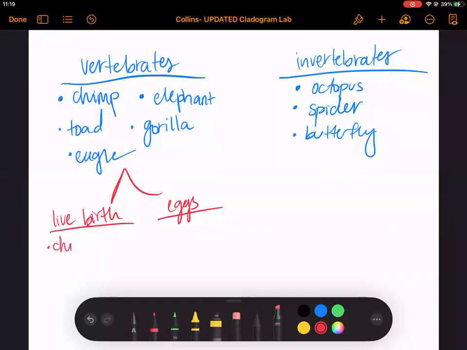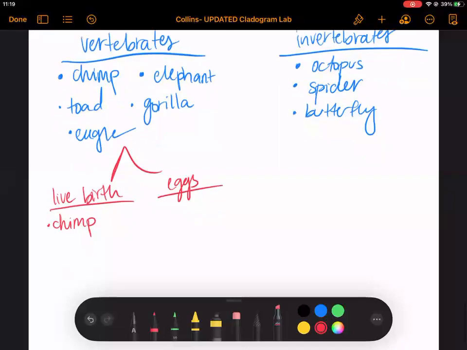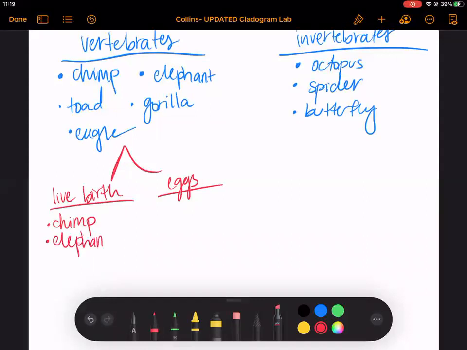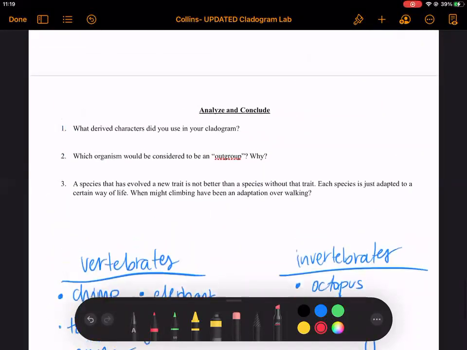The chimp, for one. What else? Yep, Dion says the elephant. What else? And the gorilla. Great job, Eunice. And what are my organisms that lay eggs? Go for it. The toad and the eagle. Great job. But still, we're not done. We've got a few more traits to look at.